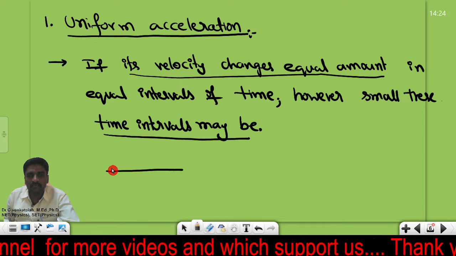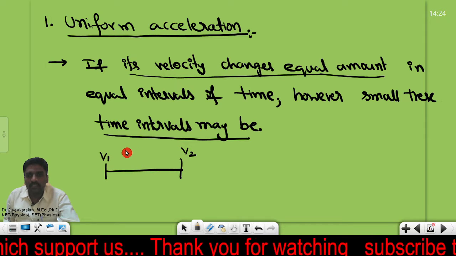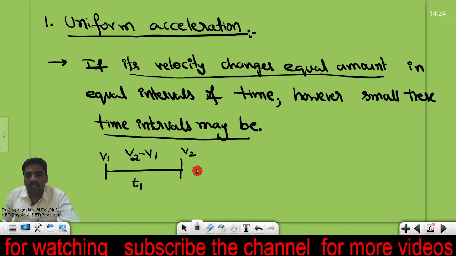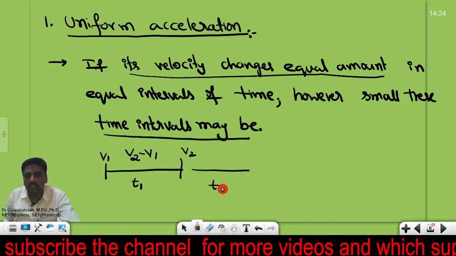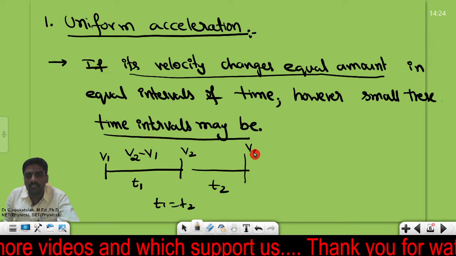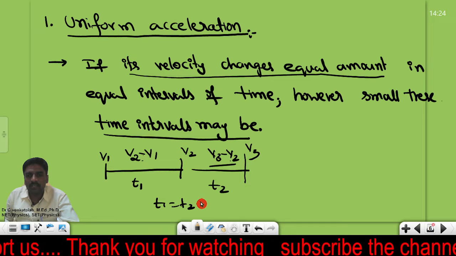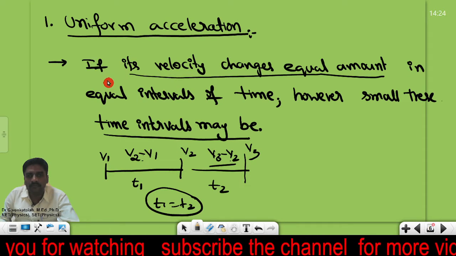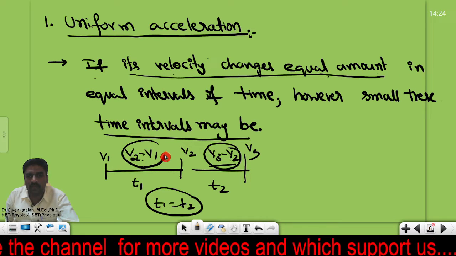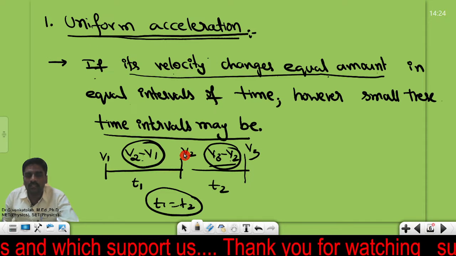Let me take this as the initial velocity of the body v1, and the final velocity of the body v2. The change in velocity is v2 minus v1, here the time period is t1. Again we take one more period t2, where t1 is equal to t2, and the velocity changes to v3, so v3 minus v2. These values must be equal as the time intervals are equal. If its velocity changes by an equal amount in equal intervals of time, then the type of acceleration is called uniform acceleration.